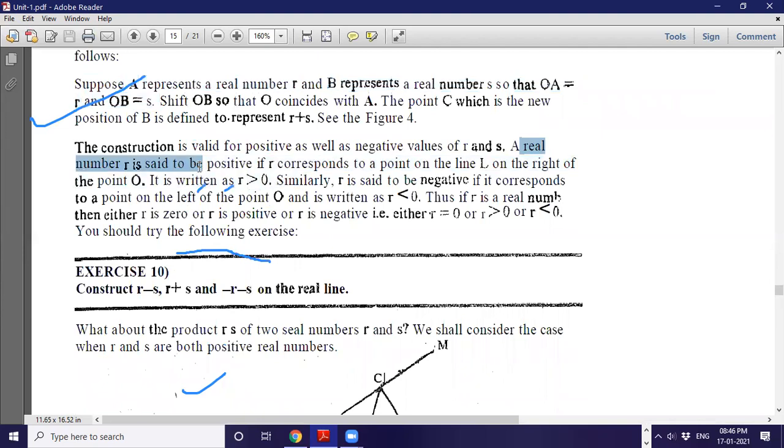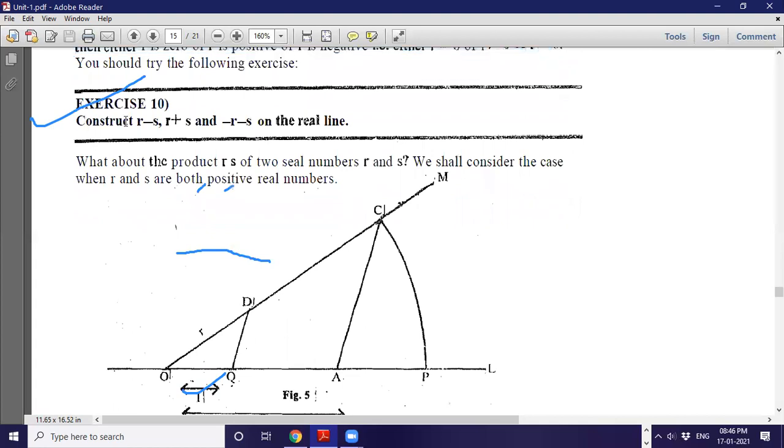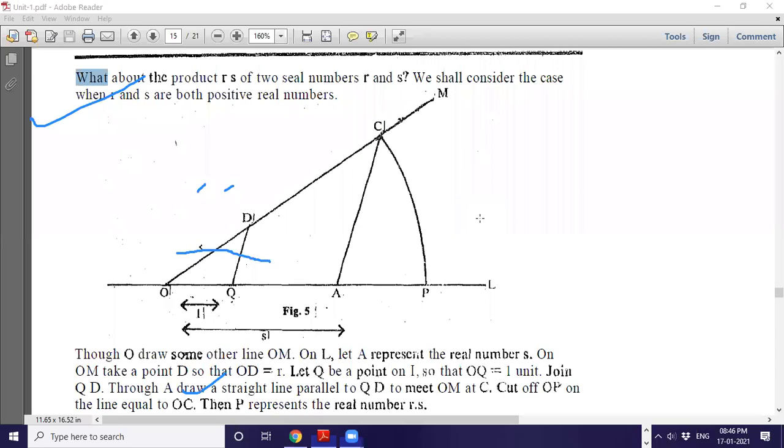A real number R is said to be positive if R corresponds to a point on the line L on the right of the point O, and it is written as R greater than 0. Similarly, R is said to be negative if it corresponds to a point on the left-hand side of O, and is written as R less than 0. Thus, if R is a real number, either R is 0, or R is positive, or R is negative. That is, either R is equal to 0, R greater than 0, or R less than 0. Now you try to construct R plus S and R minus S. Very easy, you can do it. Let me clear this.